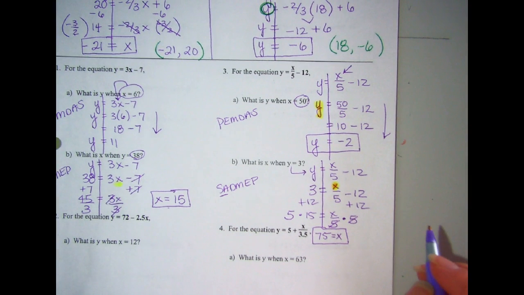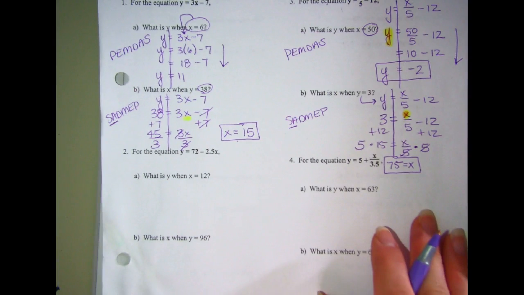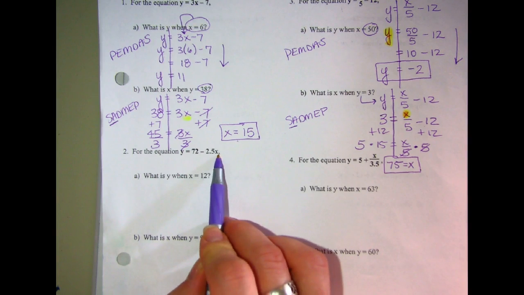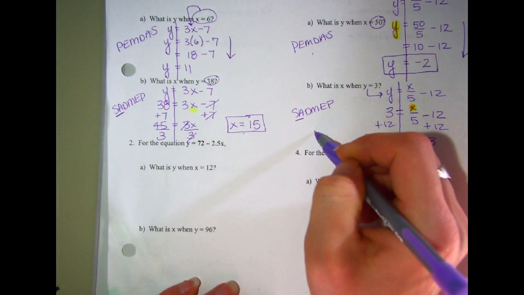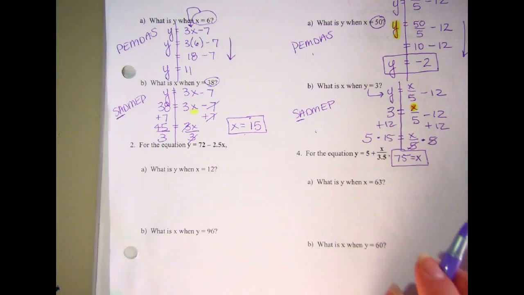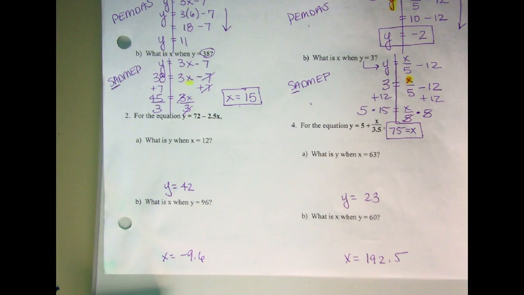Okay? All right. So you try this next one right here. y is equal to 72 minus 2.5x. Remember, copy it down every time. Then plug in what you know, then figure out where your variable is and decide if you're doing PEMDAS or SADMAP, which way are you going, and then work to get your answer. So finish up 2 and 4. You're going to finish up the front side and then come back and check.